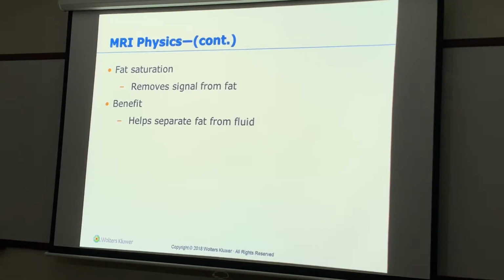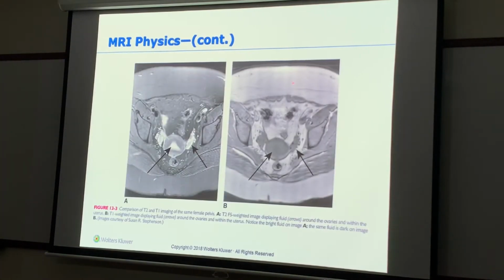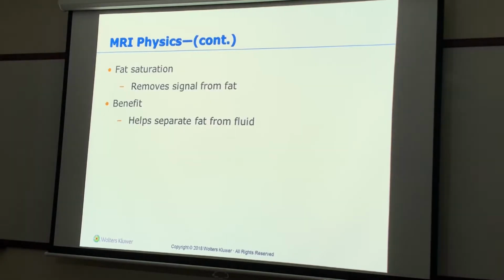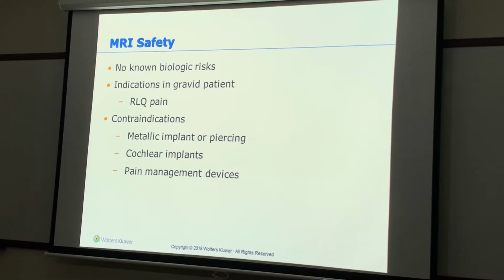So what happens with the fat saturation, it removes the signal from fat. So I could use a T1, but I can use fat saturation, and then this will look different. It's just a technique. Does that help you? I hope I'm right. Because that's the way I understand it.